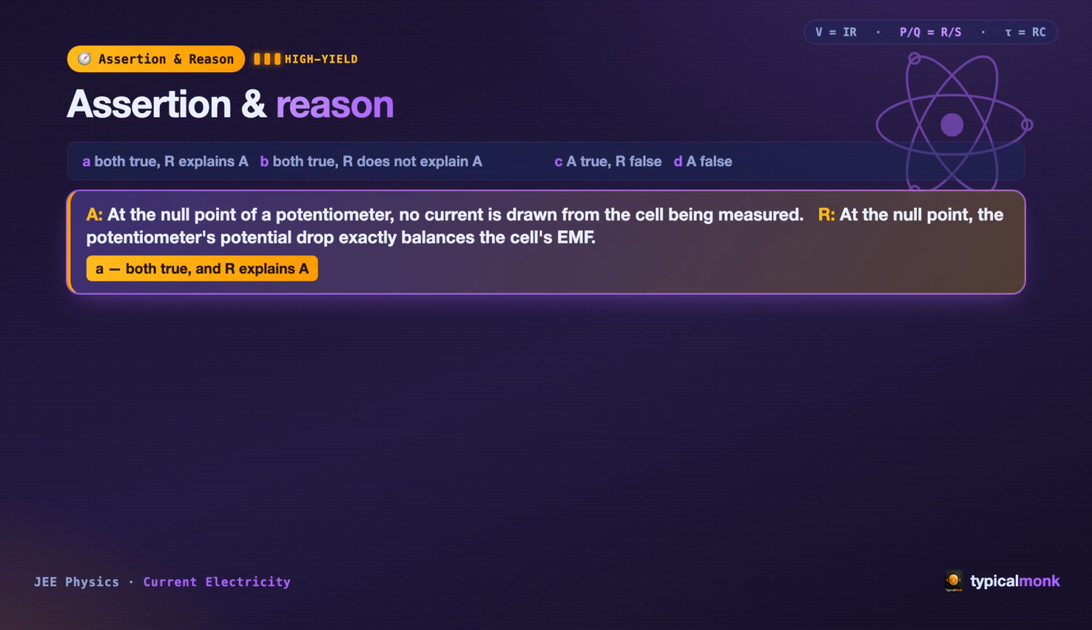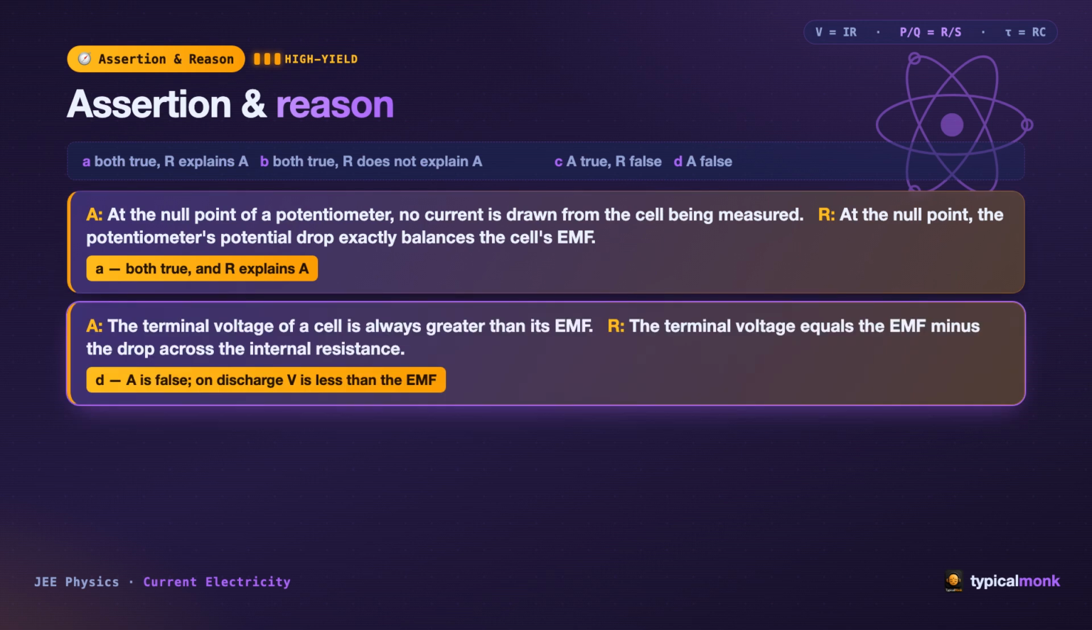First pair. Assertion: at the null point of a potentiometer, no current is drawn from the cell being measured. Reason: at the null point, the potentiometer's potential drop exactly balances the cell's EMF. Both are true, and the reason directly explains the assertion. The balance is precisely why no current flows. The answer is A. Second pair.